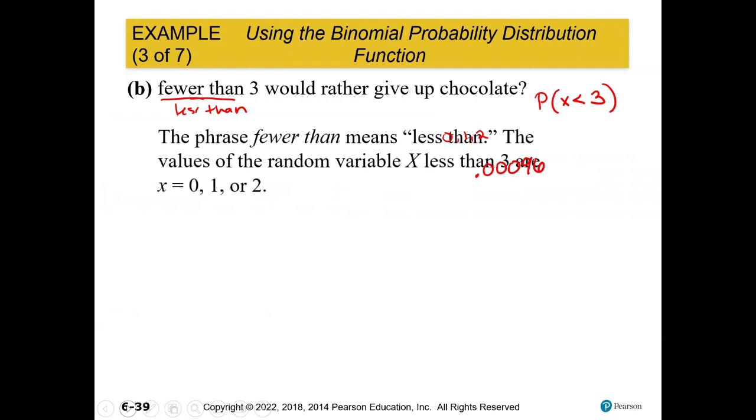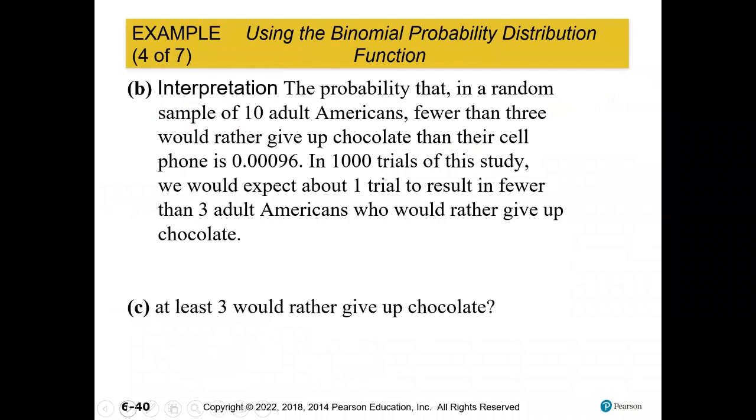Phrase "fewer than" means less than. Already did that. So our interpretation here is 0.00096. I can't even do it in 100 trials because this decimal is so small. It's basically about 1 in 1,000. So it's really not likely to find less than 3, okay, find nobody or 1 or 2. It's not likely that this is going to happen.